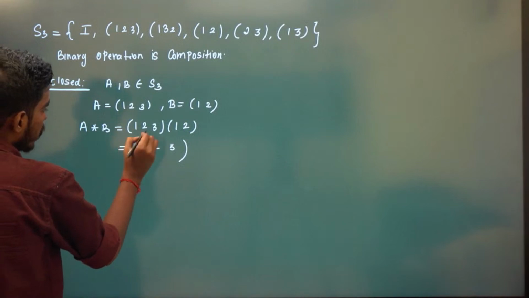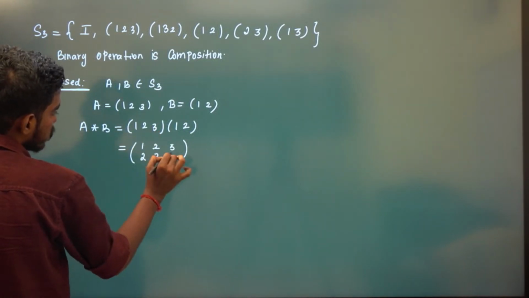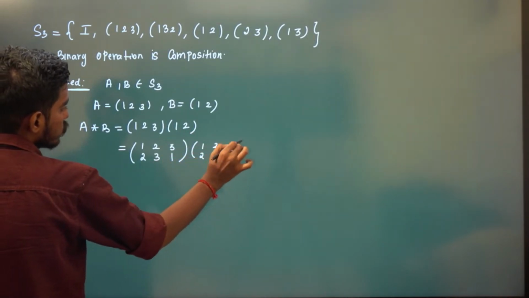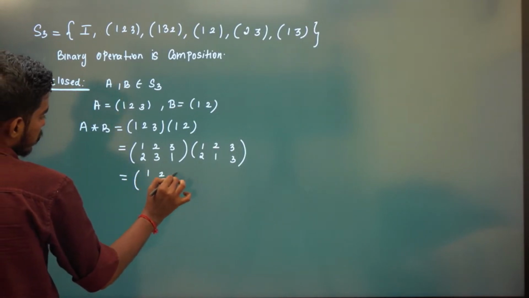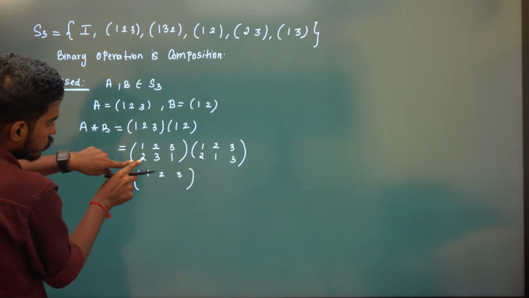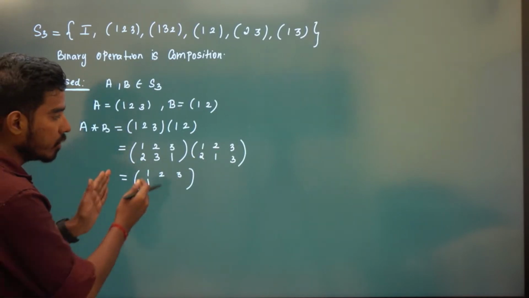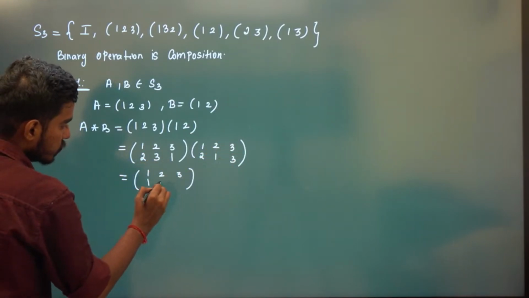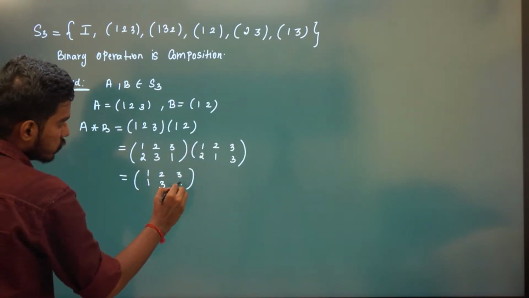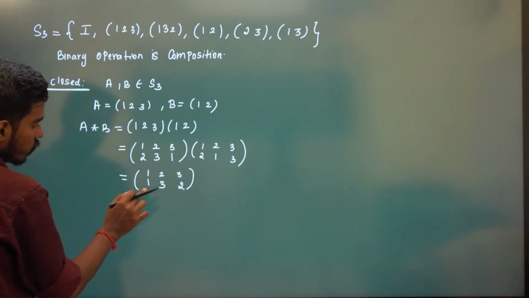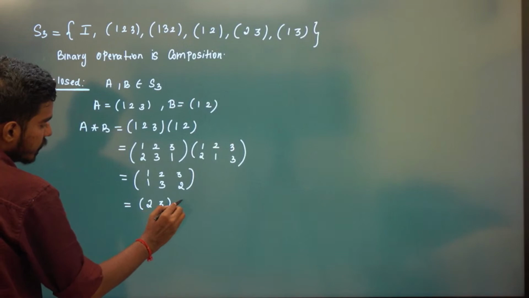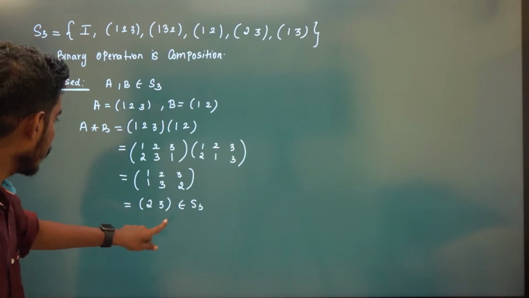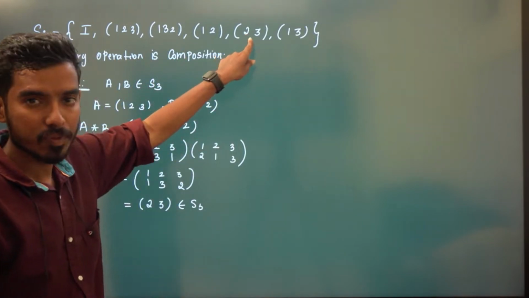So what does it mean? 1 goes to 2, 2 goes to 3, 3 goes to 1. And here 3 is fixed, 1 goes to 2, 2 goes to 1. So you need to find the composition, continuing in this order. 1 goes to 2, 2 goes to 1. 2 goes to 3, 3 goes to 3. 3 goes to 1, 1 goes to 2. So 1 is fixed here, (2 3) is the permutation, and this belongs to S3. Whatever elements you take, the product is in S3. So that means it is closed.